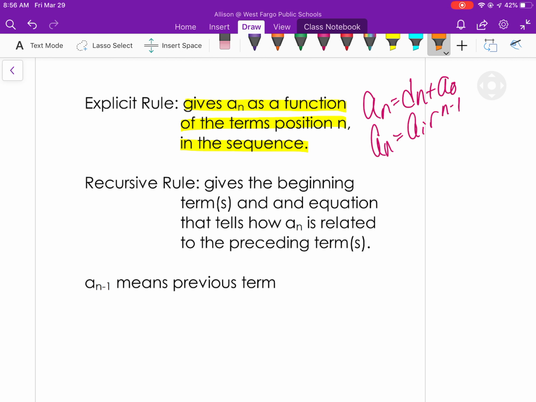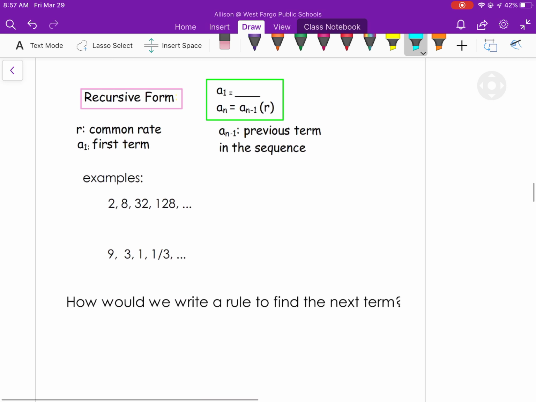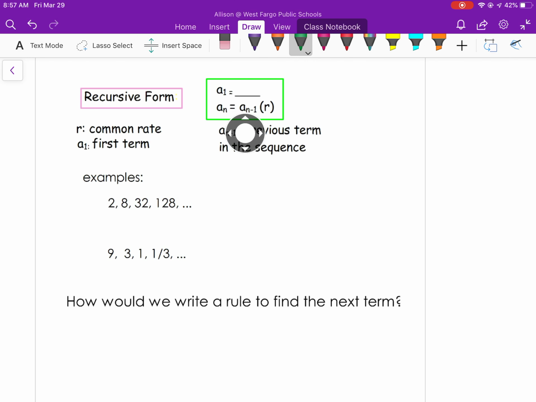Like if we want the 8th term, the 100th term, etc., we'll use that rule. A recursive rule gives the beginning terms and the equation that tells us how a sub n is related to the previous term. So we will have to use a sub n minus 1, so remember that that means the previous term. So a recursive form for a geometric sequence: you have to give the first term, and then a sub n is the previous term times r.